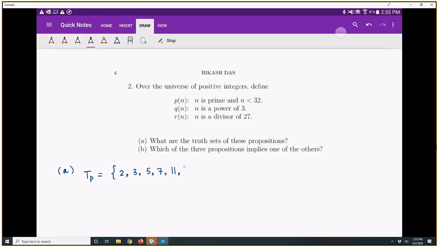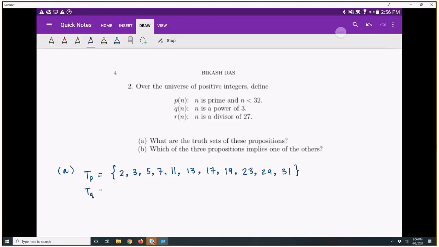It turns out that, of course, all prime numbers are positive integers, so we don't really have to worry about the positive integer part for this question. But we're looking for prime numbers less than 32. So 13, 17, 19, 23, 29, 31, and then I stop because if I find the next prime number, it will be larger than 32, so it will no longer satisfy the proposition.